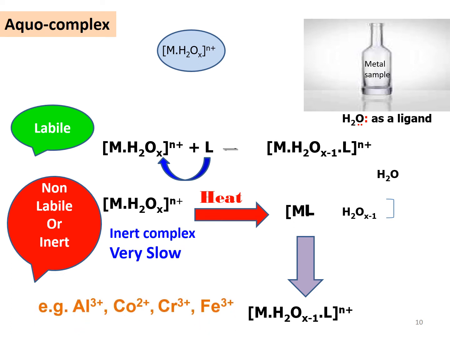These metals usually form non-labile or inert Aquo-complexes. Aluminium, cobalt, chromium, and ferric should be well memorized, because we will see in the second lecture how we could analyze them. They will not be analyzed directly by simple titration.